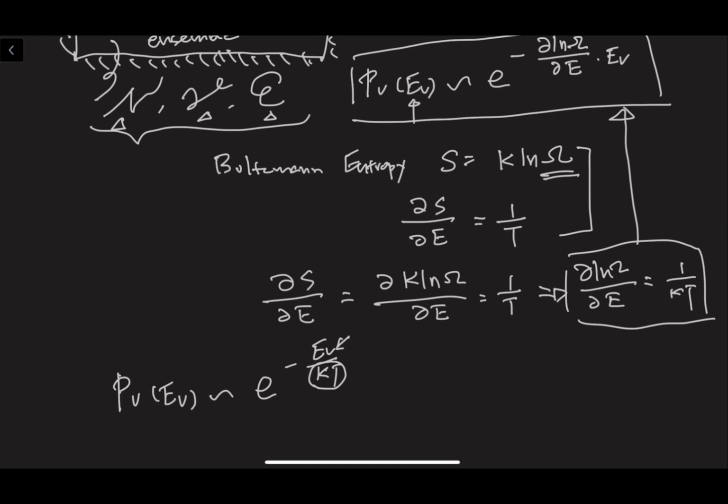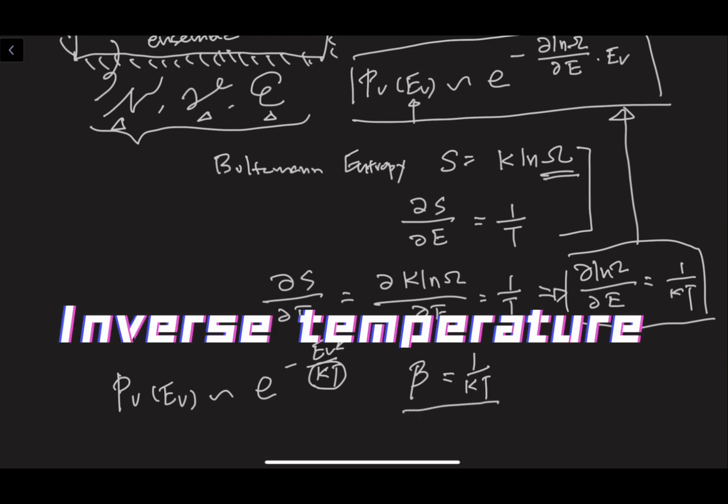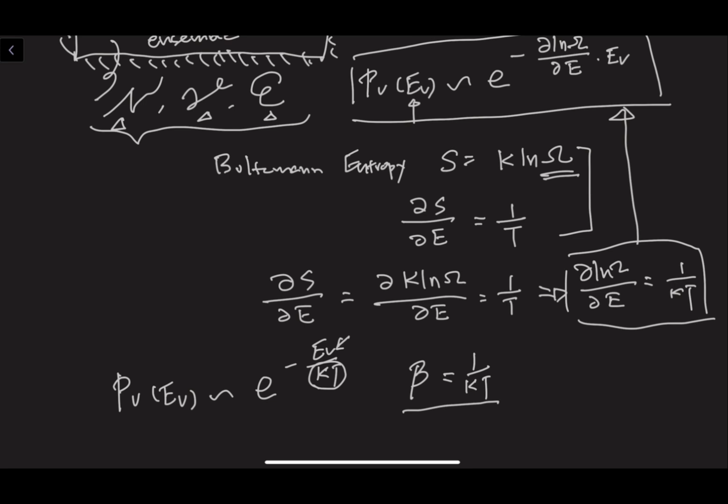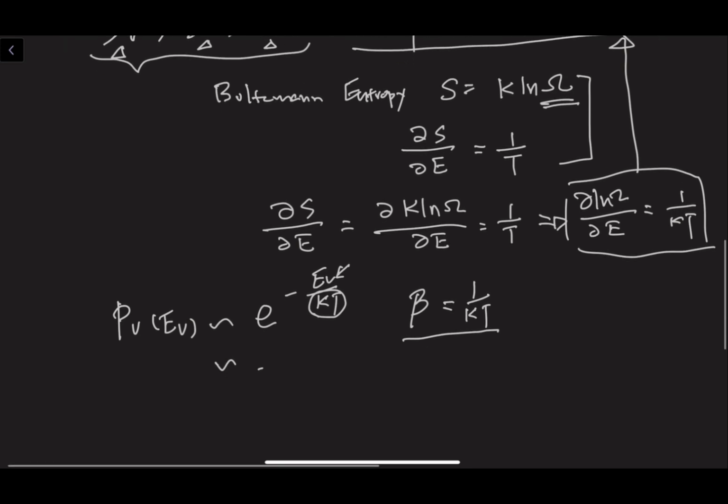And in statistical mechanics, typically we introduce a quantity called beta, which is 1 over kT. Sometimes we call this the inverse temperature, right? And using this expression, you'll see that the probability of finding a particular state can be written as e^(-beta E_v). Okay, so this is basically the probability of finding a particular state in the canonical ensemble, right?